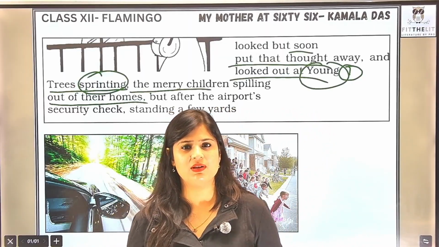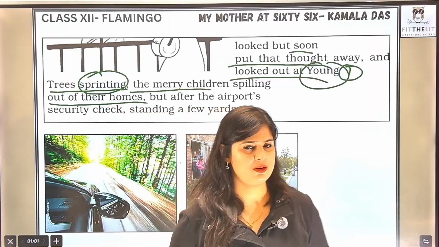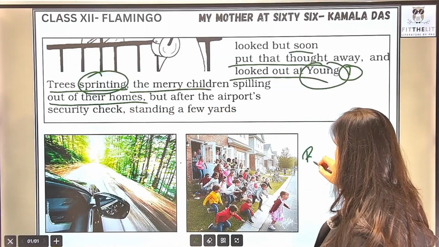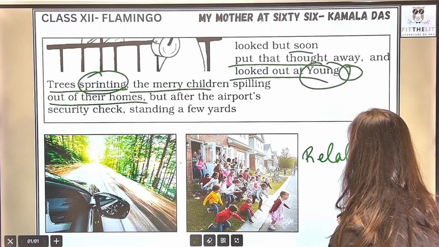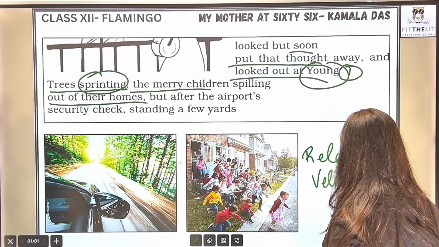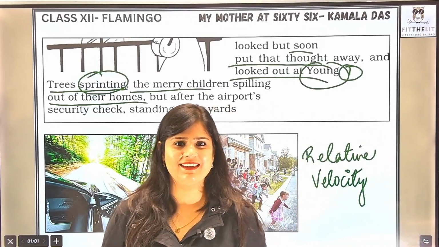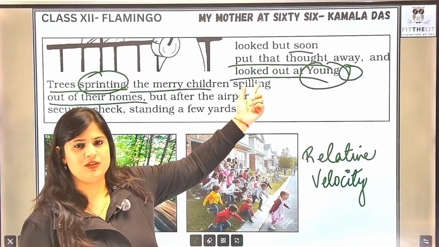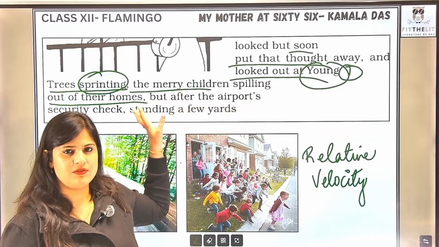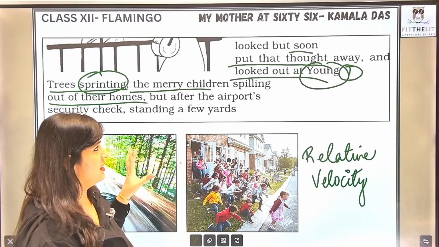Physics में relative velocity का concept है. तो science students को तो पता चल ही गया होगा. She is actually talking about the relative velocity. तो of course physics वाले बच्चे समझ जाएंगे easily. Now she looks at the young trees which seems to be sprinting. तो वो पीछे की तरफ भागते हुए नजर आ रहे हैं.